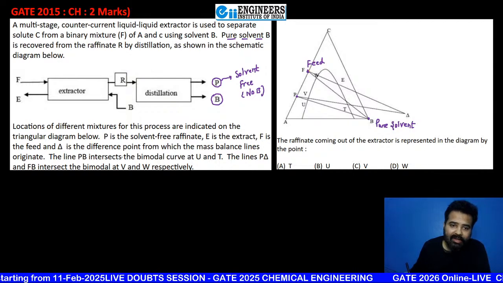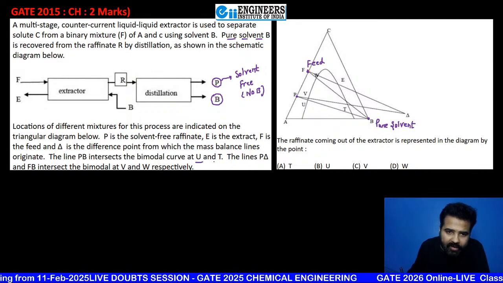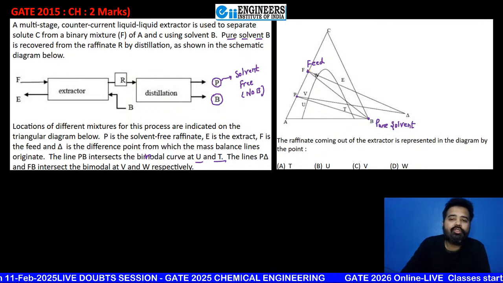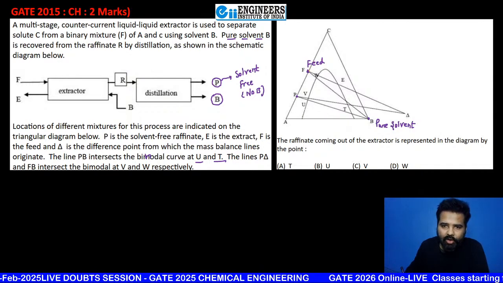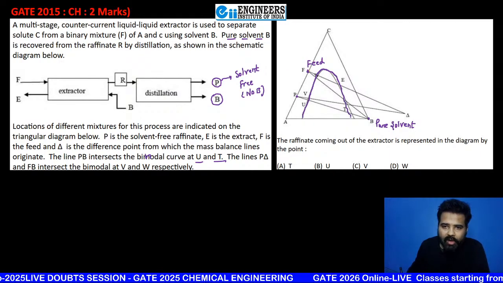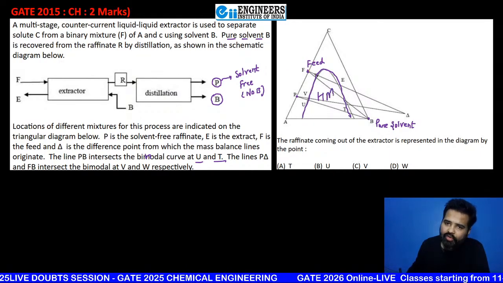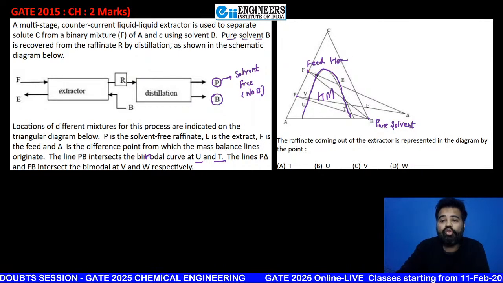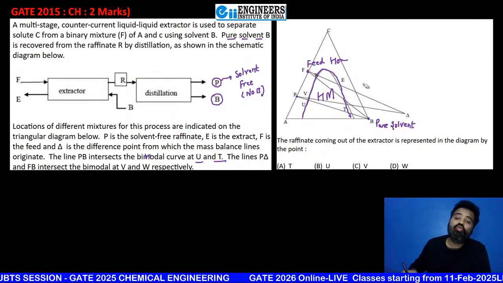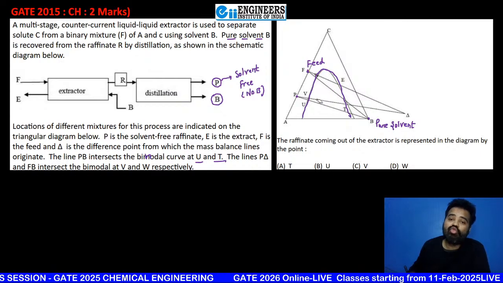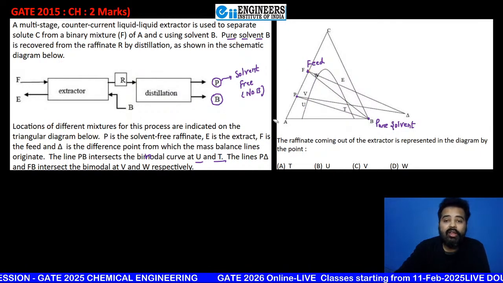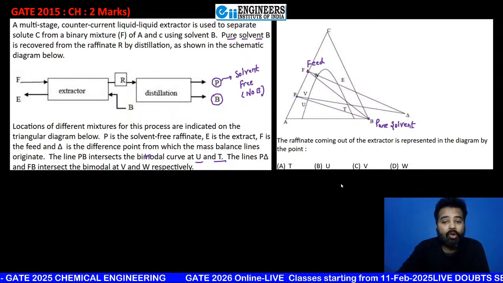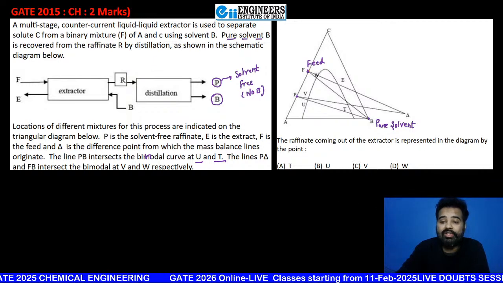The line PB intersects the binodal curve at U and T. Yeah, this is not bimodal, this is binodal. The binodal curve is this curve. Under this curve, you will get a heterogeneous mixture. Outside of this, homogeneous. So if you are doing extraction and you want raffinate and extract as two phases, definitely your operation should lie within this binodal curve. आपका operation binodal curve में पड़ना चाहिए.